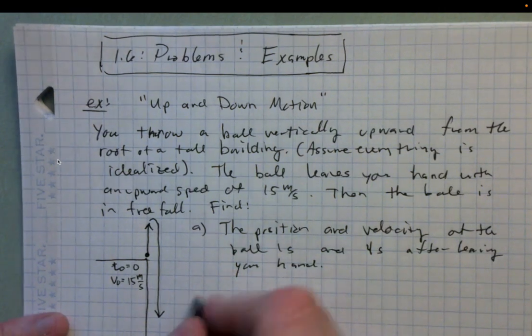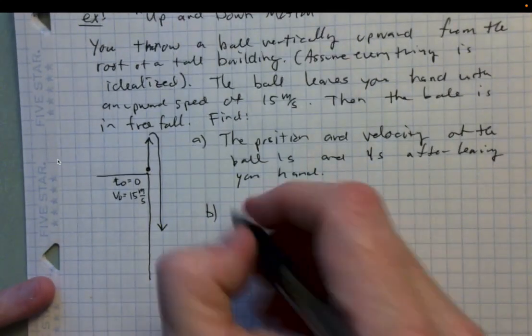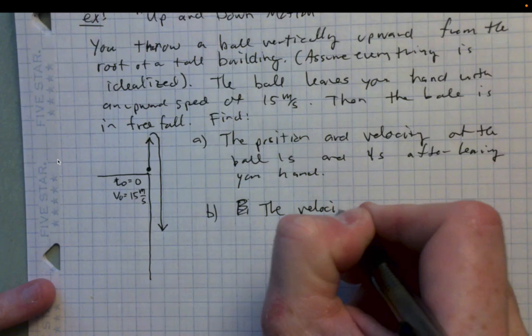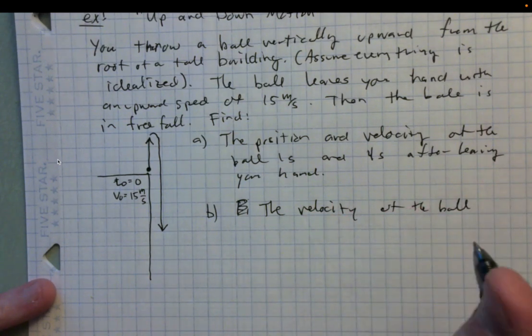Then after that, part B, we're interested in the velocity. Find the velocity of the ball when it is 5 meters above the building.